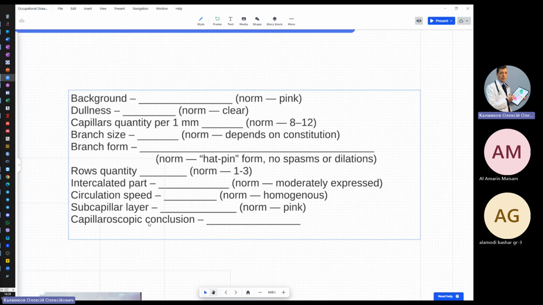So again, in the register, the minimum we should detect regarding the capillaroscopy is the color of background, the quantity of capillaries per square millimeter, and the condition of the capillaries themselves.